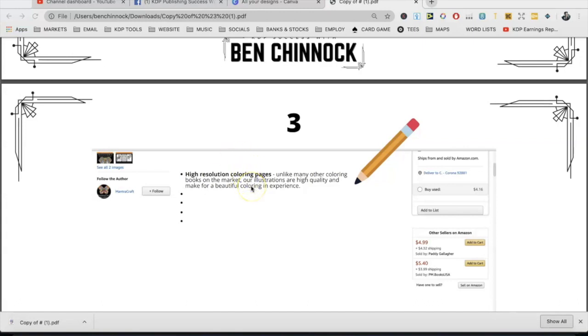So this is what we're going to do for the bullet points. Now obviously it's a bit easier with low content like coloring books and activity books, but where you're just publishing a notebook, then try and fill this out as best as you can. It doesn't have to have 5 bullet points for a notebook, but try and fill it out with common questions or shortcomings that your competitors in your niche may have for notebooks.